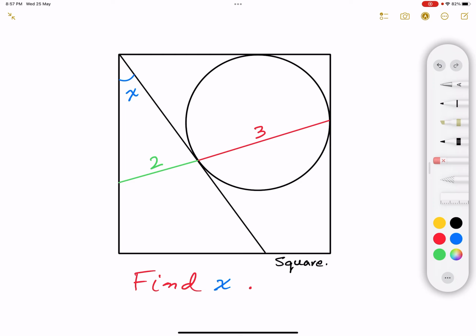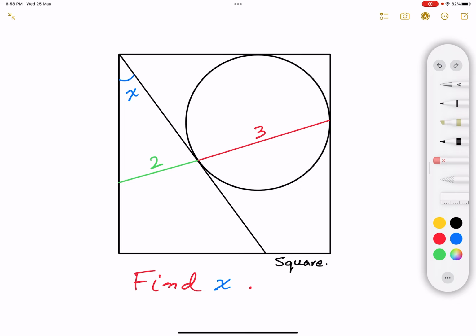So here we're given a square of unknown side length, a circle that is tangential to two sides of the square, and an oblique line that is also tangential to the circle and makes an angle of x with one of the sides of the square. So the question is to solve for the angle x.